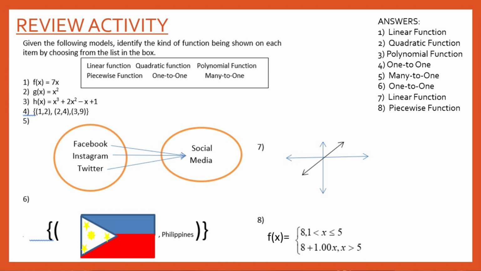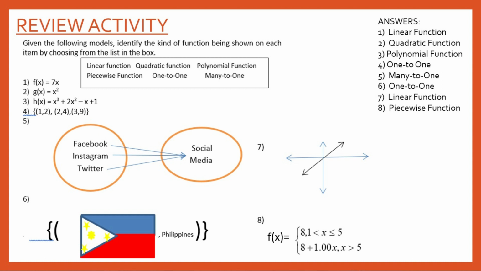Have you already answered all the 8 items given? Let's check. Number 1, f of x is equal to 7x. Yes, it's a linear function. Number 2, g of x is equal to x squared. You're correct. It's a quadratic function. Number 3, h of x is equal to x cubed plus 2x squared minus x plus 1. That's right, it's a polynomial function.